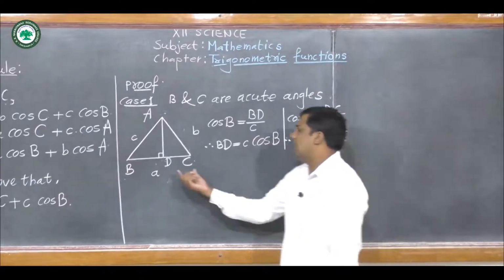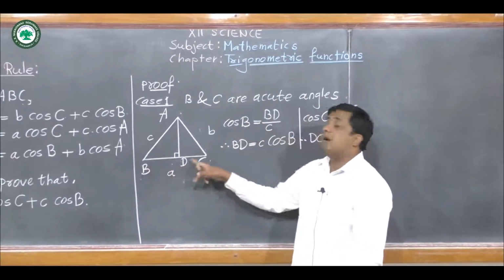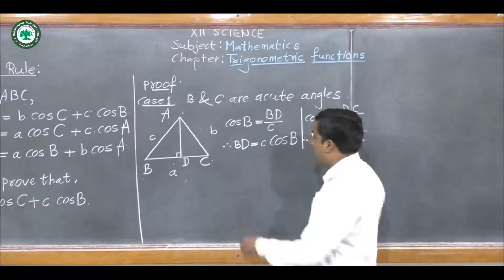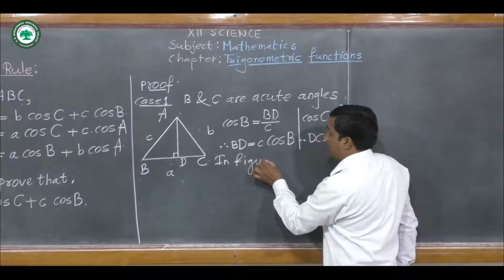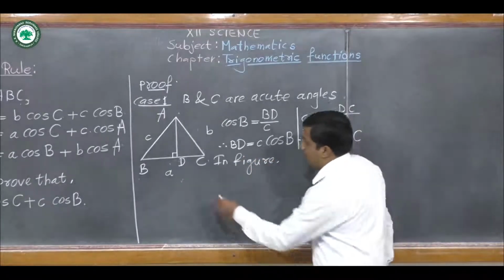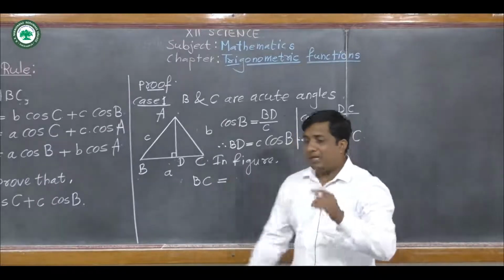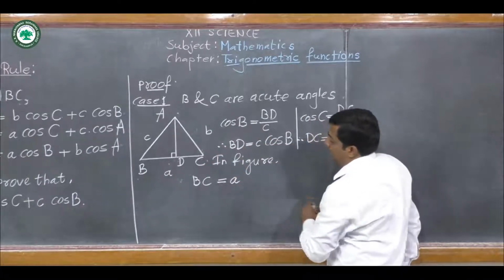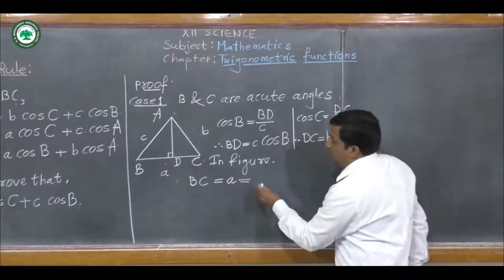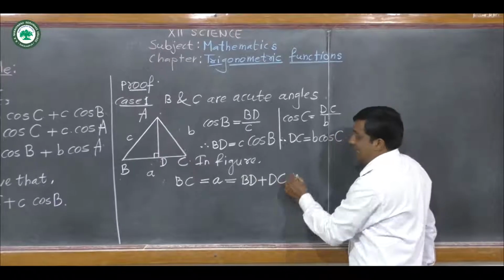Now in this figure, everyone knows that BC is BD plus DC. Here in the figure, BC is equal to a, and this is equal to BD plus DC.